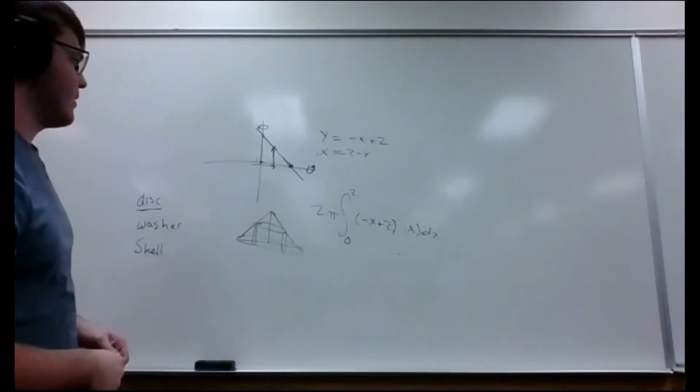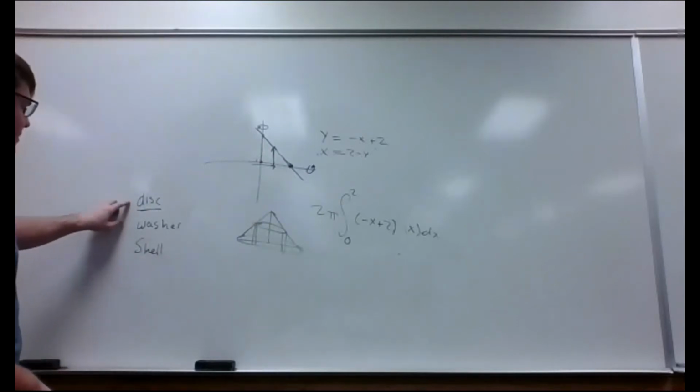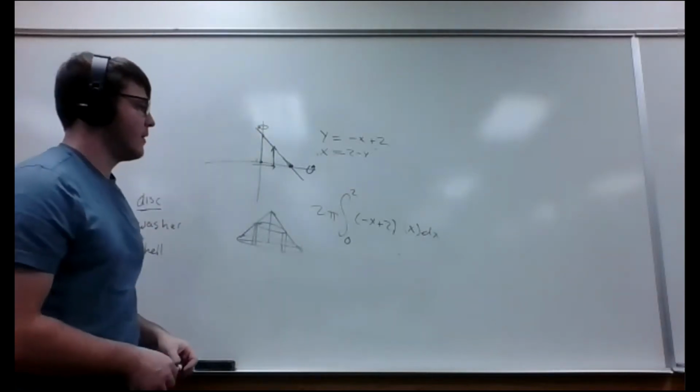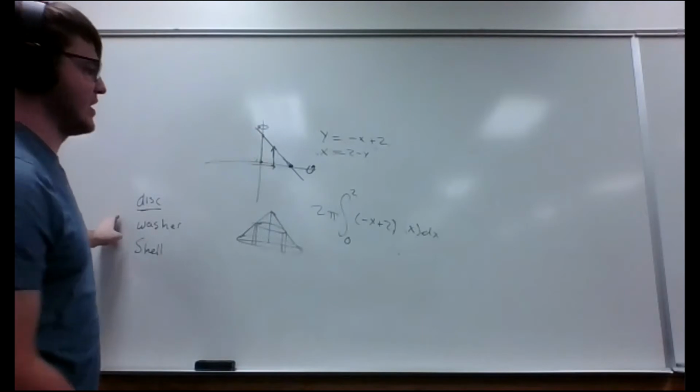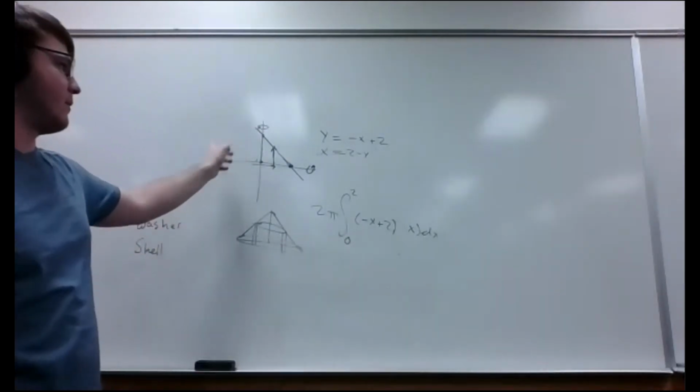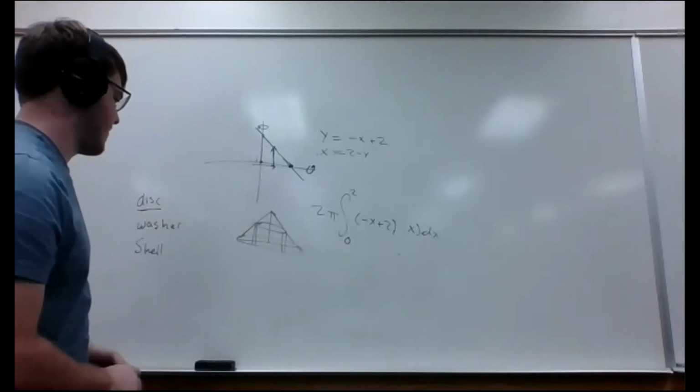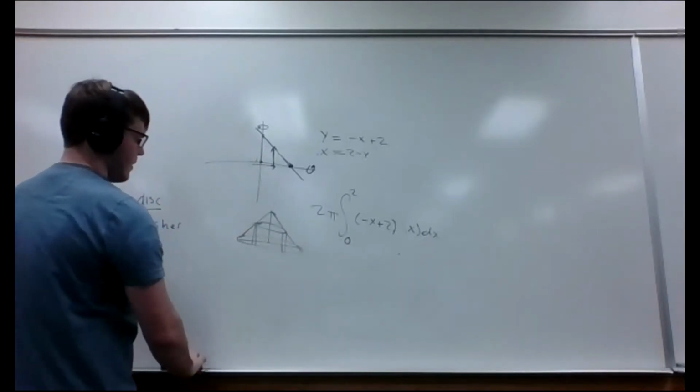Okay. So it's kind of backwards in that manner from the disk and washer method, where if we're rotating around the x-axis, we're going to keep our x variables. But if we're rotating around our y-axis, we're going to need to swap to our y variables.